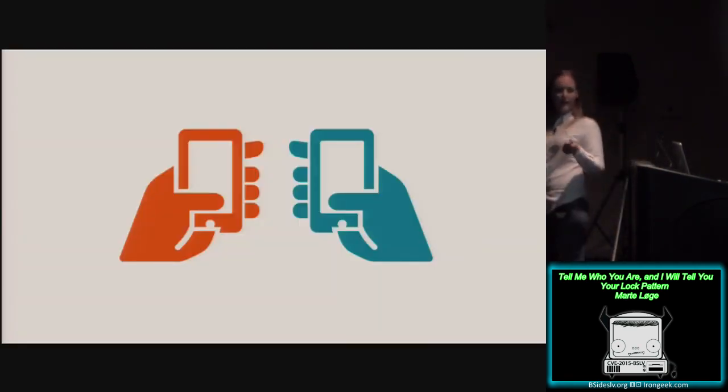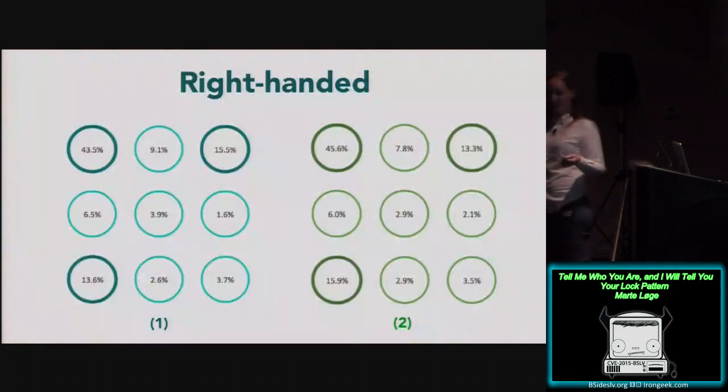So, yeah, either using one hand and the thumb, or using two hands and the forefinger for creating the pattern. That's two of the main ways of creating a pattern. So, I looked at the right-handed respondents. So yeah, the numbers are about the same as we saw.